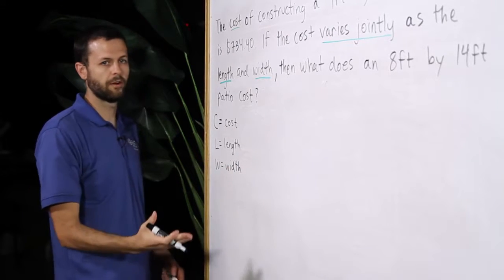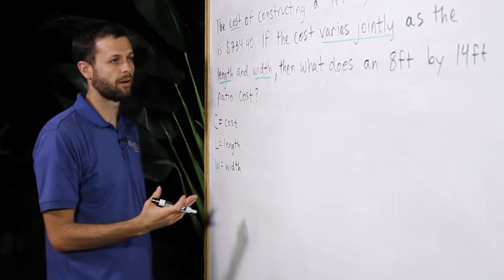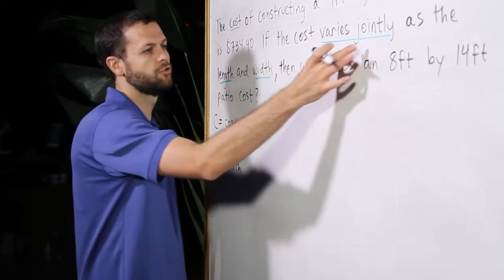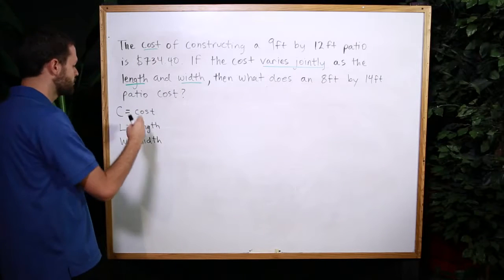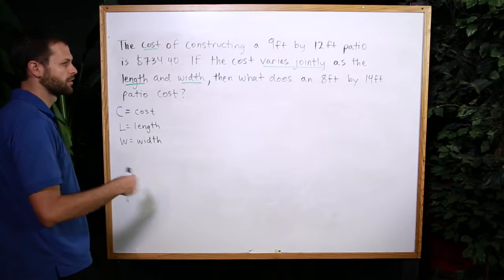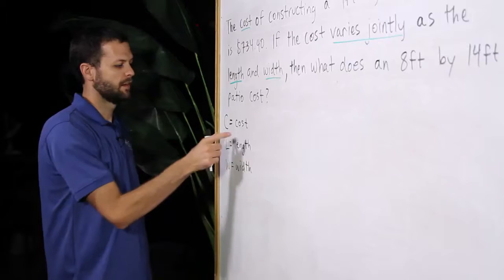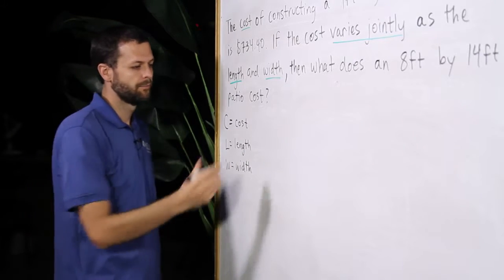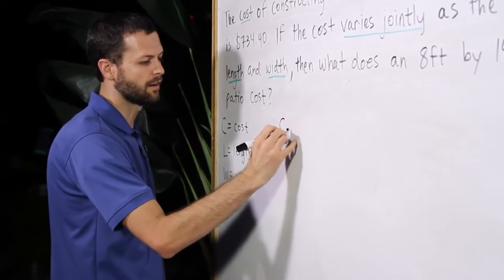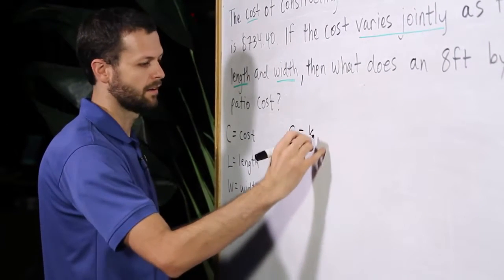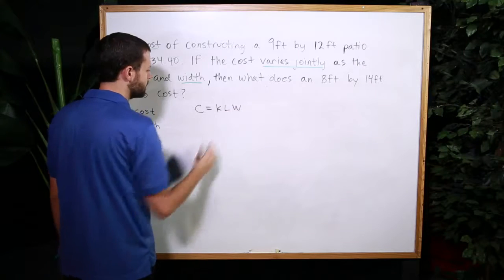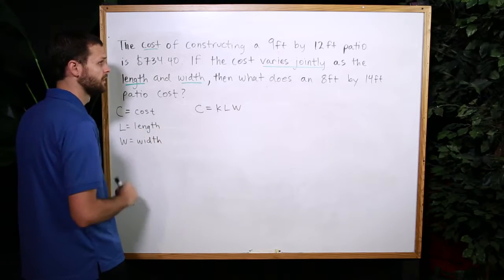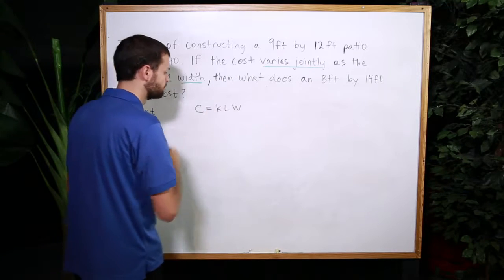Now that I've assigned variables for all of these important quantities in the problem, I can use the information given to me to set up an equation. Varies jointly means that each of these length and width quantities are going to be multiplied by each other times another constant of variation to equal the cost. What I mean is we will have cost equals K times L times W, where K is the constant of variation, which occurs in any variation type of problem.